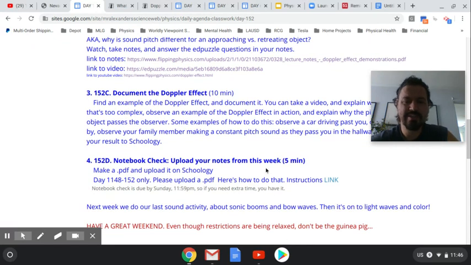And then the last thing for today is a notebook check from this week. So make a PDF. Instructions for how to do that are here. And I put the days wrong. It's supposed to be 148 to 152. So just this week, 5 days. Shoot me that. I'll take a look at it.